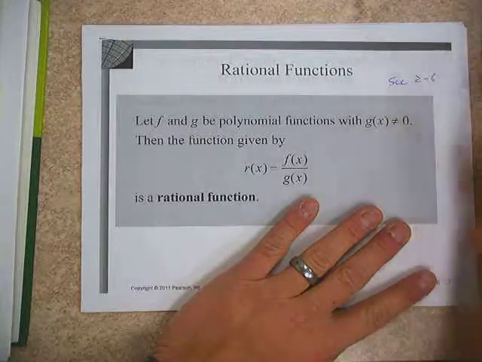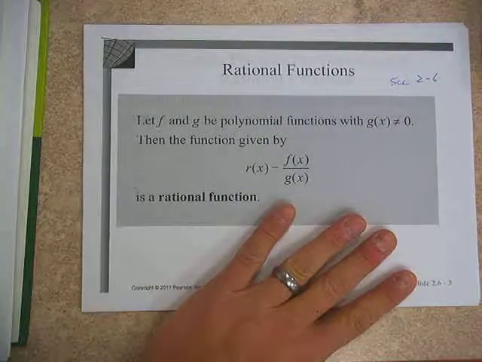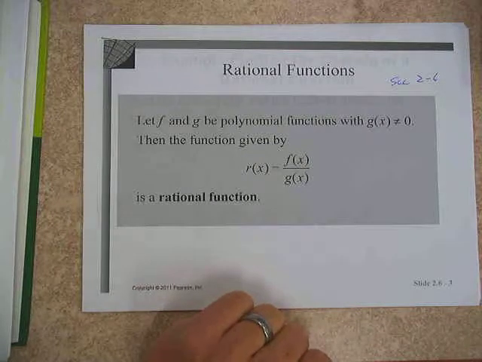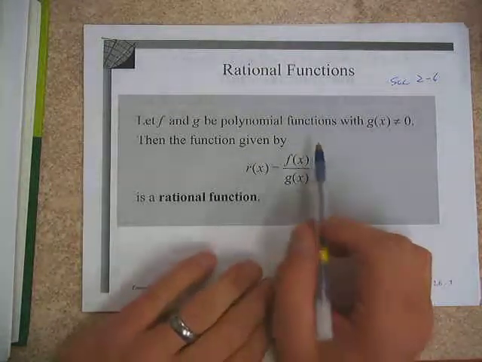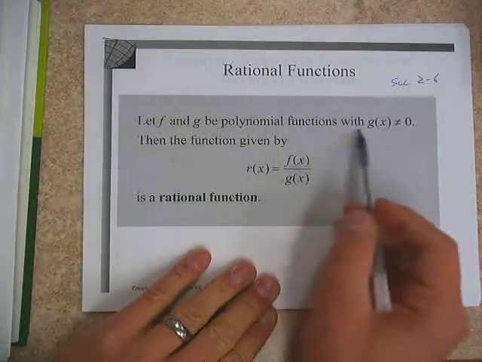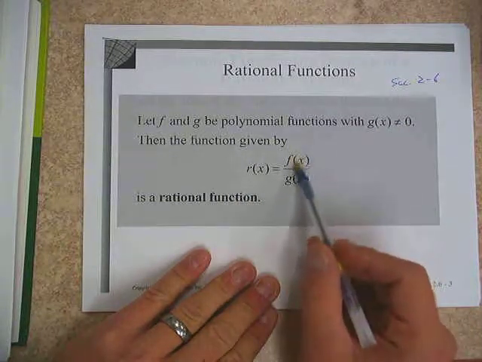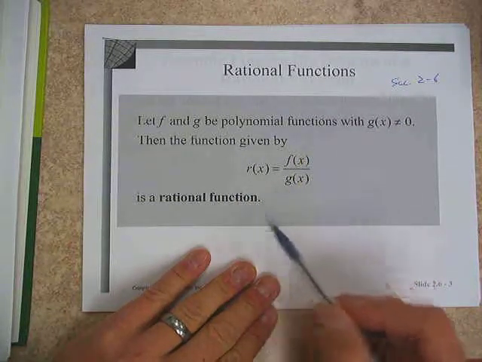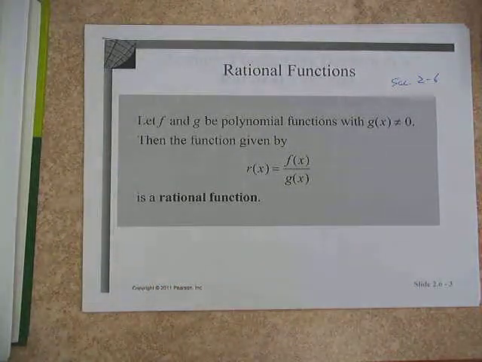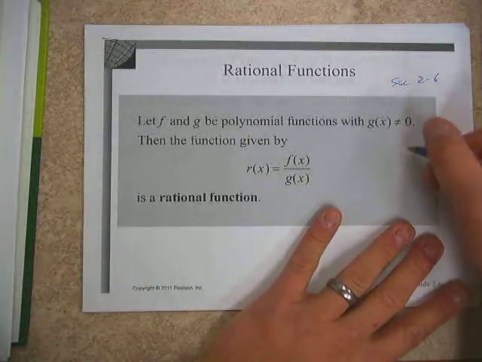Okay, for today's lesson we're going to talk about what we call rational functions. And the definition of a rational function is as follows. If f and g are both polynomials and g is not equal to 0, then the function given by f divided by g is what we call a rational function. Okay? Which kind of follows from our definition of a rational number.